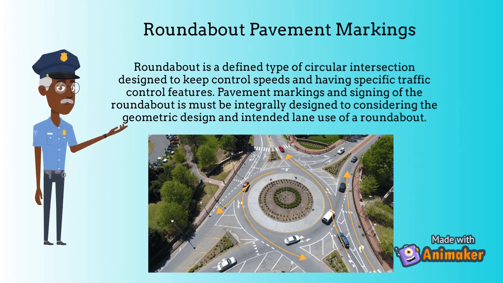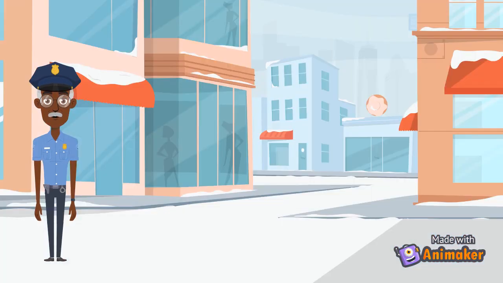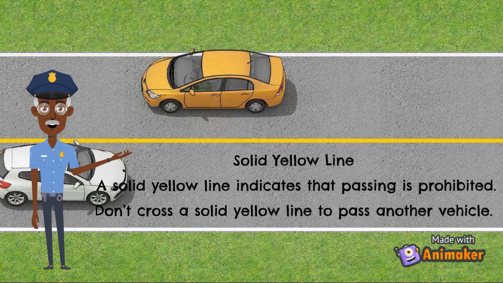Yellow road lines. Yellow lines separate traffic traveling in opposite directions. Broken yellow line. You may, if safe, cross broken yellow lines to pass a vehicle in front. Make sure that the road ahead is clear before passing. Solid yellow line. A solid yellow line indicates that passing is prohibited. Don't cross a solid yellow line to pass another vehicle.